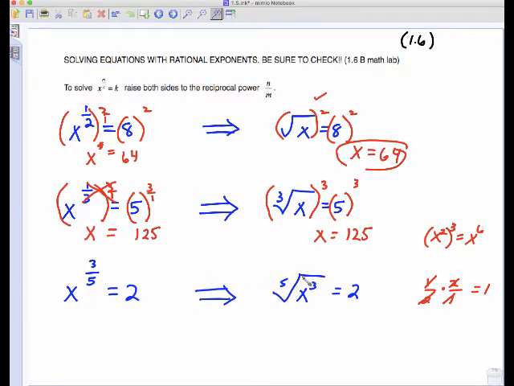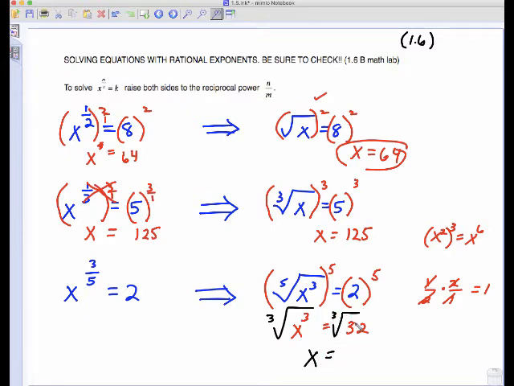Same process down here, but in the radical form, there's more steps involved. I have to undo the 5th root, which would be raise it to the 5th power. And when I do that, I still have x cubed here. 2 to the 5th is 32. Now, to undo x to the 3rd power, I do the opposite, which is cube root of both sides. And of course, that does not come out even. I'm just going to stop there.